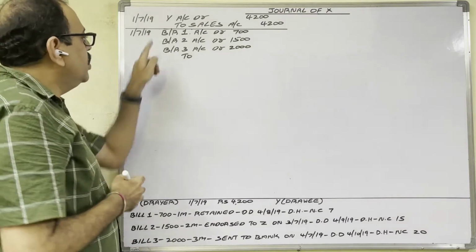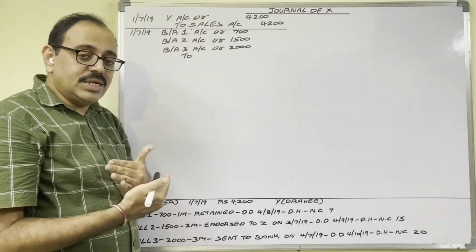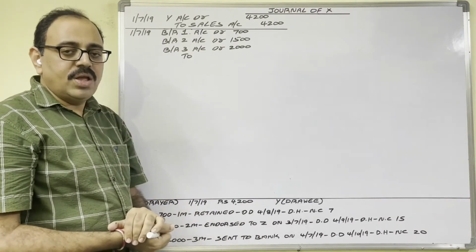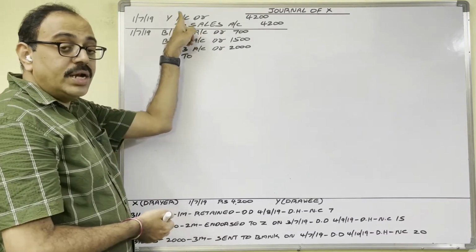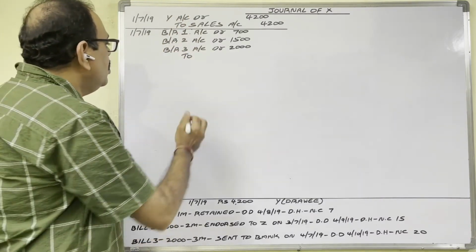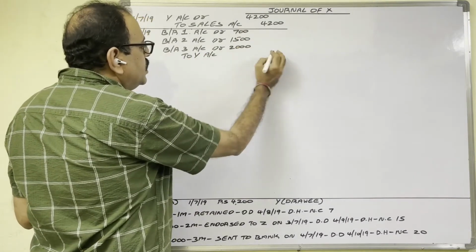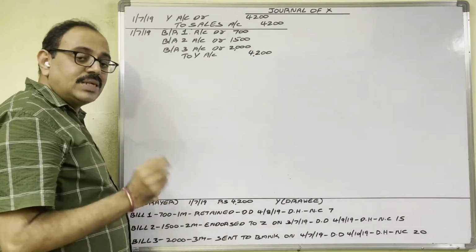Now Y is not a debtor. Debtor is converted into another asset, bills receivable. So this debtor asset we should cancel. How did we open this account? By debiting. If you want to cancel, you have to credit. Therefore, credit Y account. In the credit column, the total of these 3 amounts, 4,200 rupees. This is the second entry.